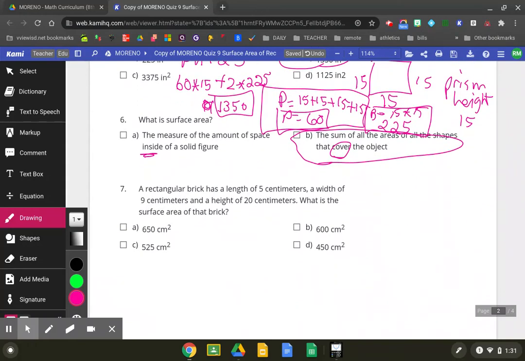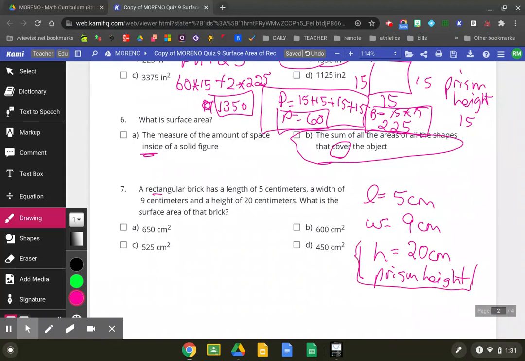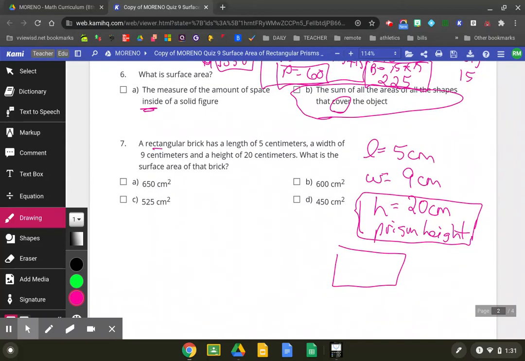A rectangular brick has a length of 5 centimeters, a width of 9 centimeters, and a height of 20 centimeters. This right here, guys, is your prism height. We can even make a rectangle, and we can make the length 5 and the width 9 centimeters. I know that does not look right, but that's just so that you can have a picture.